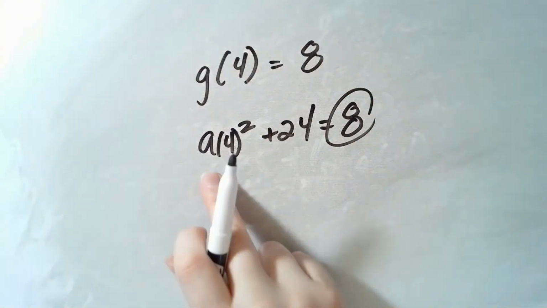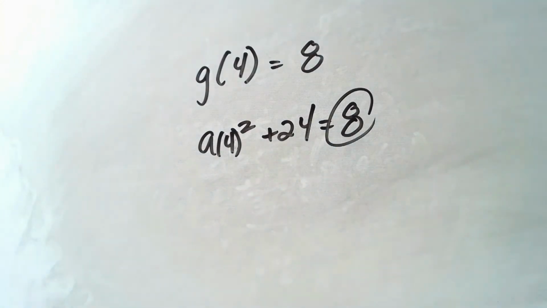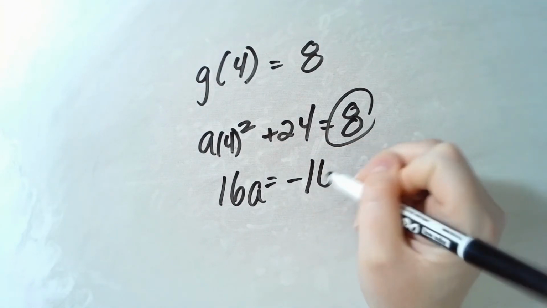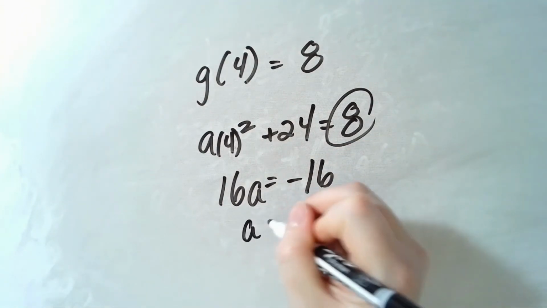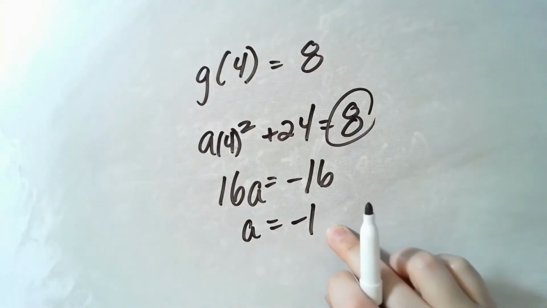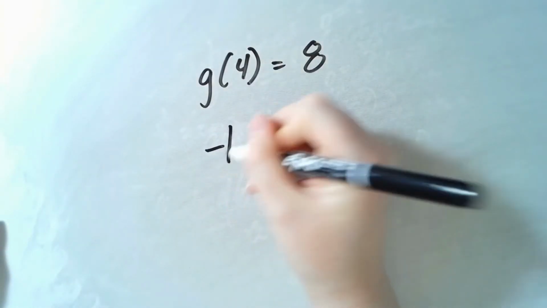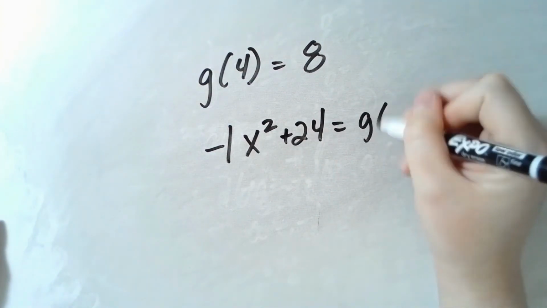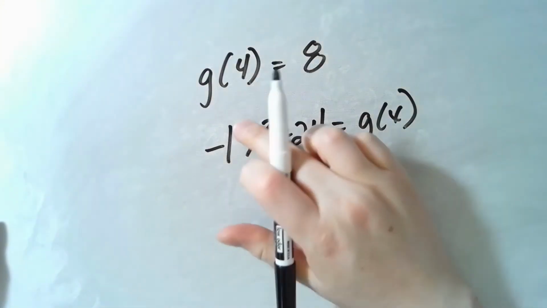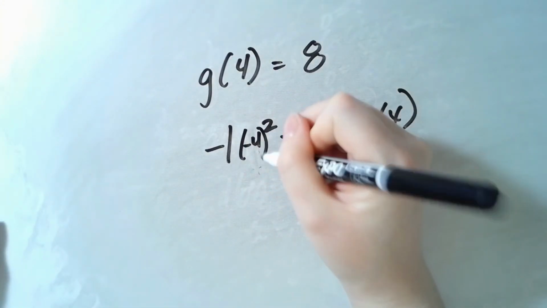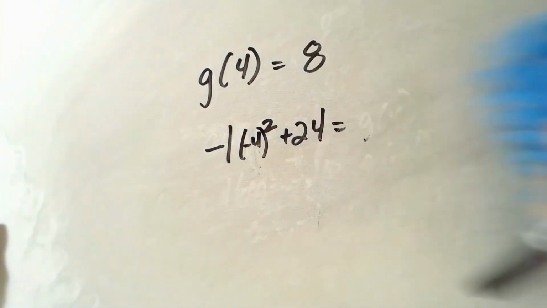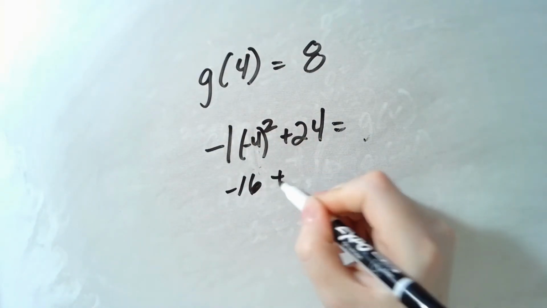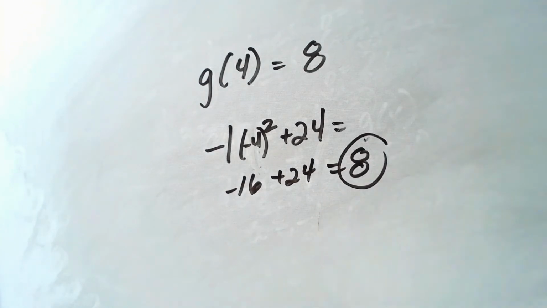So we're going to subtract 24 from both sides. We get 16a is equal to negative 16. Therefore, a is equal to negative 1. So now I update my equation. I get negative 1 x squared plus 24 equals g of x. So now I'm going to take this and plug in negative 4. You work through the rest of this math. You get 16 plus 24 equals 8. Same exact thing.